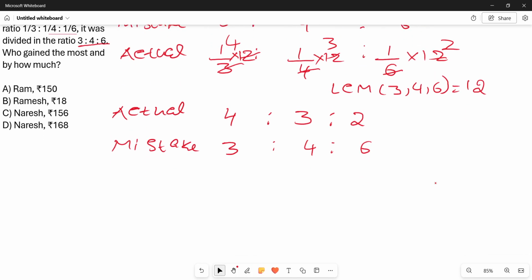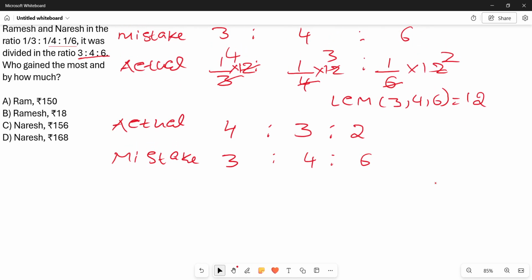So the question is not completed, guys. Wait. After finding the ratio, the question asks who gained the most and how much after the mistake. So after taking the mistaken values, who gained the most? We'll find it. See, coming to the three friends.